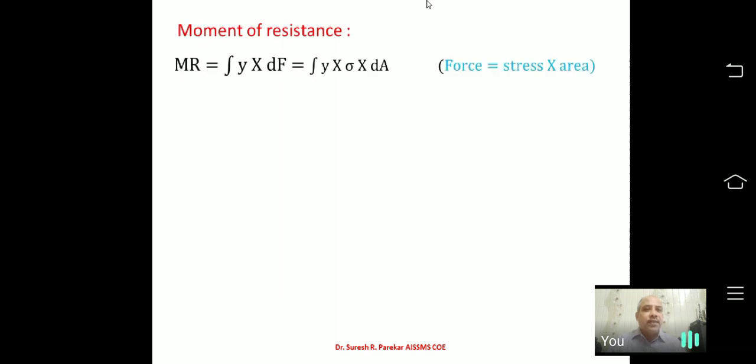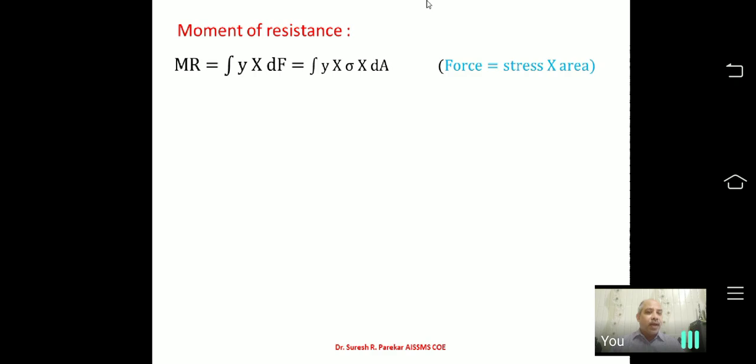Now the second part relates to the moment of resistance. What is the moment of resistance? We know moment is force into distance. In the same way, we have Y into dF, where Y is the distance from the neutral axis of that segment, EF. What is dF? Force is stress into area. We consider the stress as sigma at that level, and the area as dA.